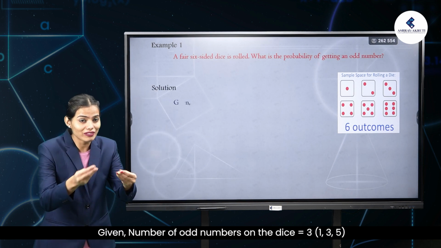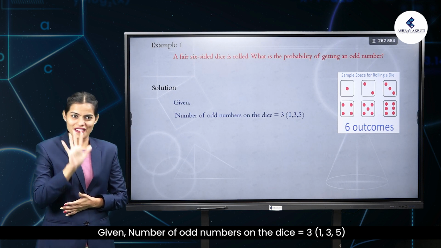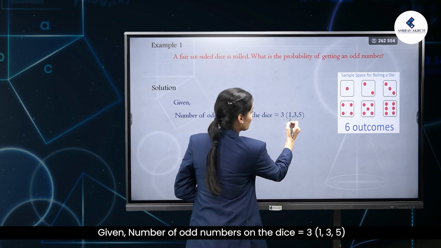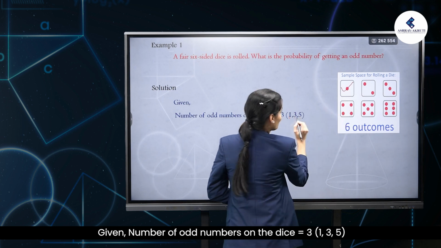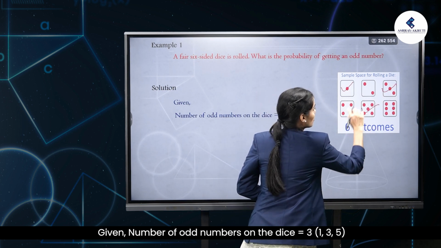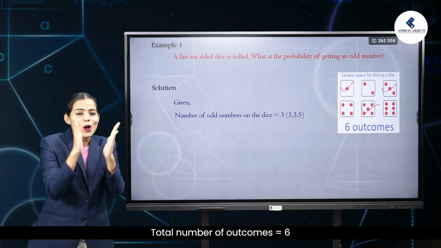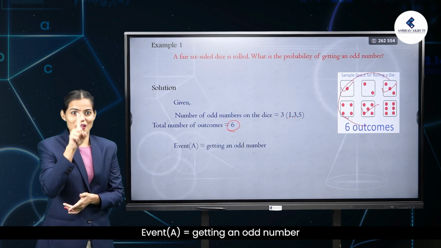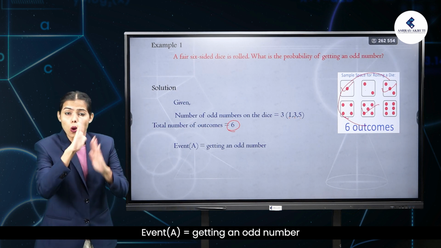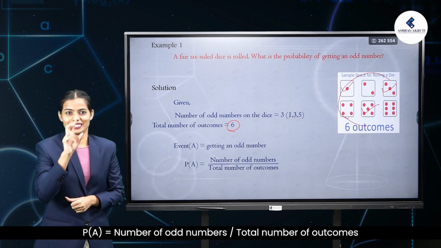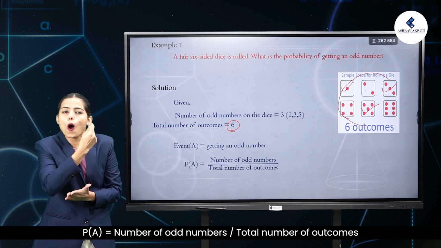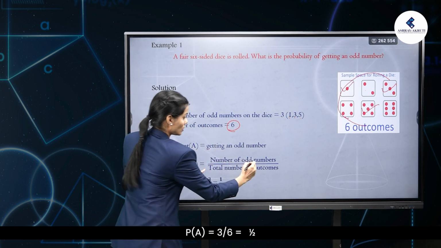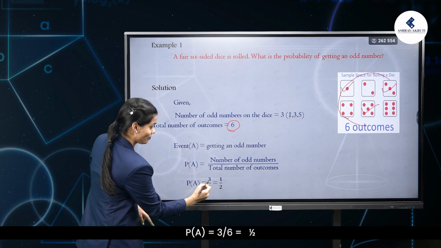Solution. Given number of odd numbers on the dice is equal to 3: 1, 3, 5. Total number of outcomes is equal to 6. Event A is equal to getting an odd number. P of A is equal to number of odd numbers by total number of outcomes. P of A is equal to 3 by 6 is equal to 1 by 2.